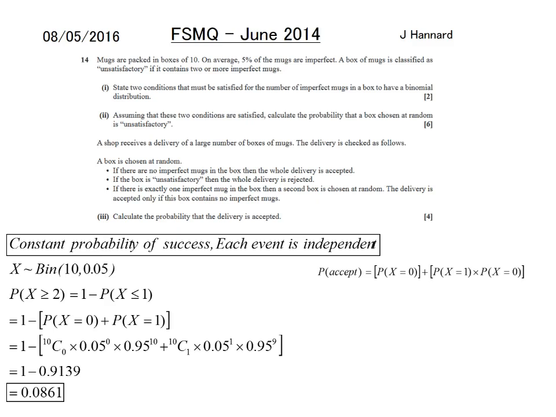So the P of accept is the P of X equals 0, because obviously this is this part here, no imperfect mugs, or an OR probability is plus. The P of X equals 1, because it's going to be 1 the first time, times, because an AND probability is times, so it's 1 and the next box has none in, so you end up with P of X equals 0, which is that. And then add them together and you get the probability of him accepting a delivery is 0.7874. And that is that for the June 2014 paper.